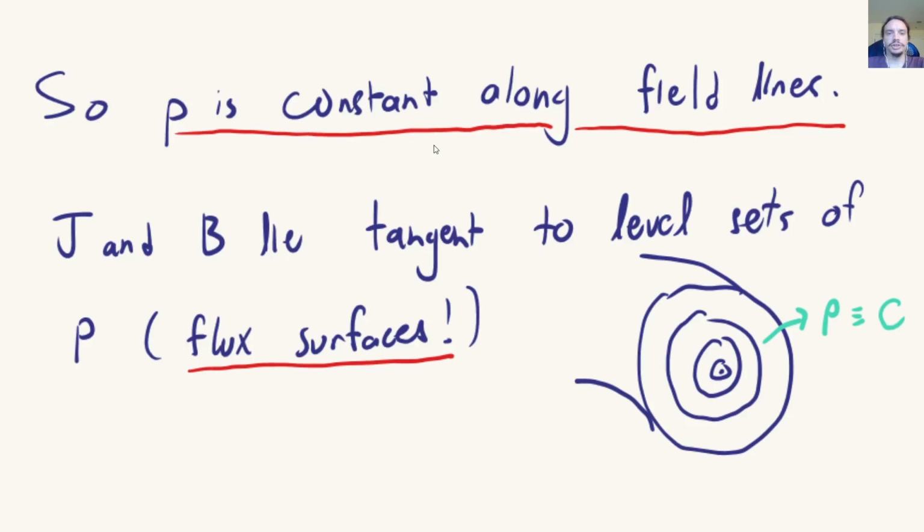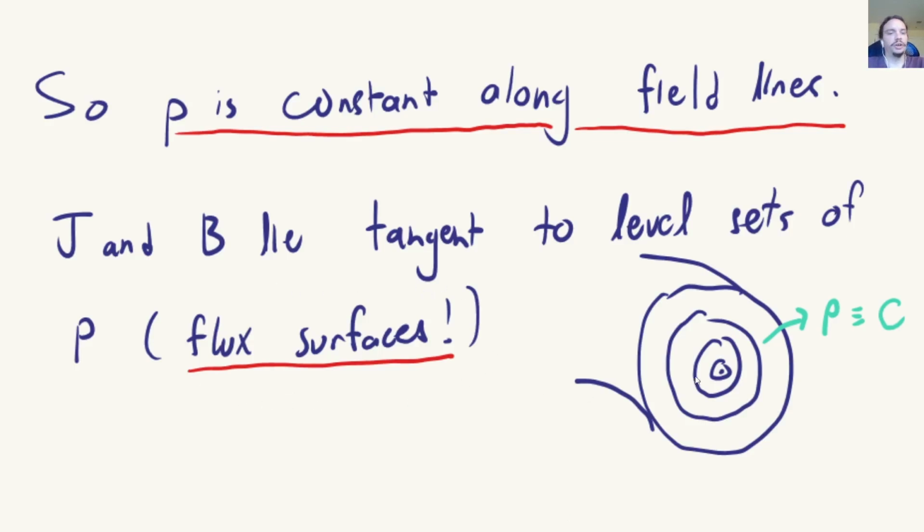So P is constant along magnetic field lines. And it's also constant along current lines. This tells us that J and B are going to lie along the level sets of P. If you take a surface that's defined as a place where P is constant, your magnetic field and your current must lie on those surfaces. This gives us those flux surfaces that we talked about before.